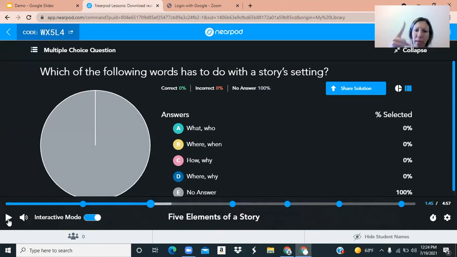So give me a 1 for B and a 2 for D. You can either write it in the chat, or you can show me in your camera. A 1 for B, a 2 for D. Which one?